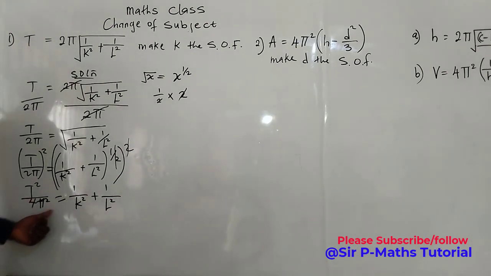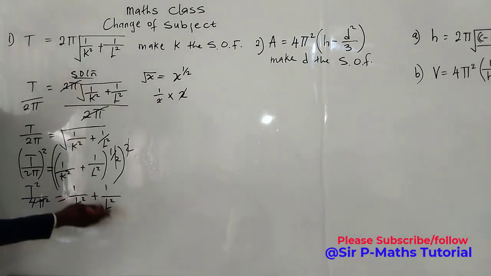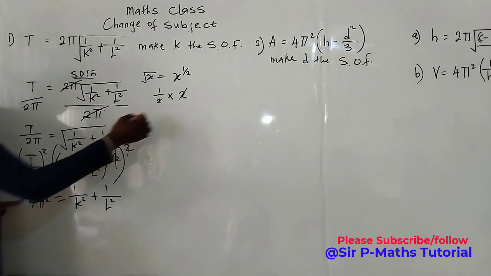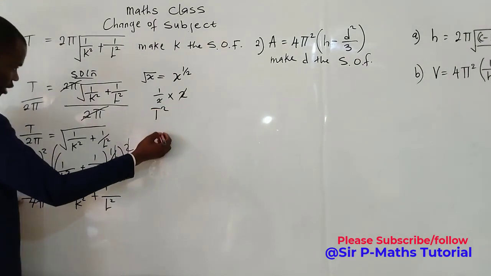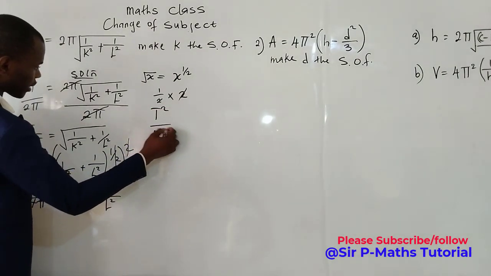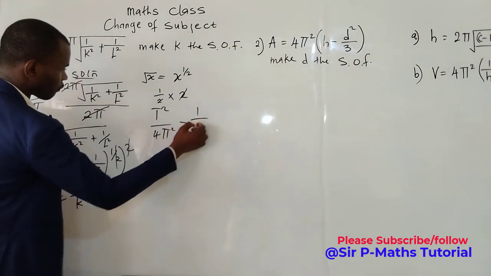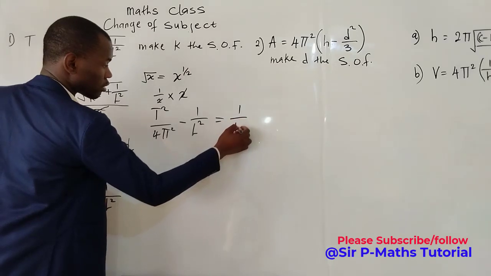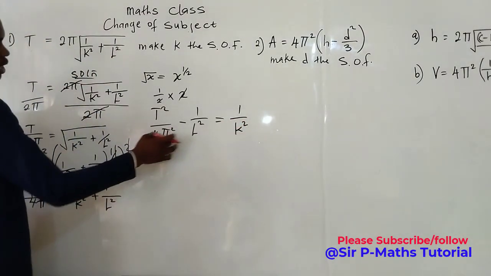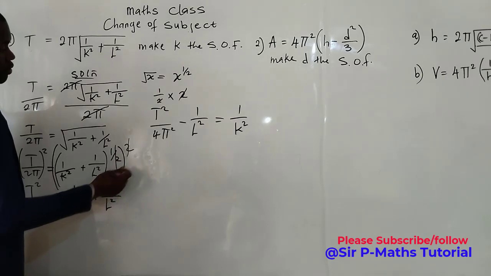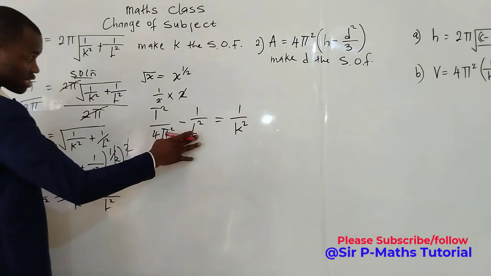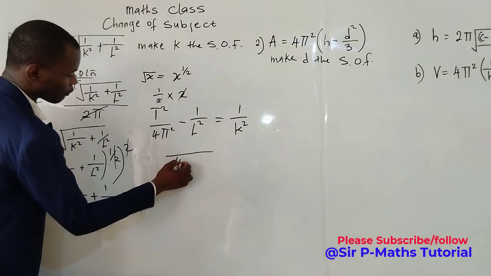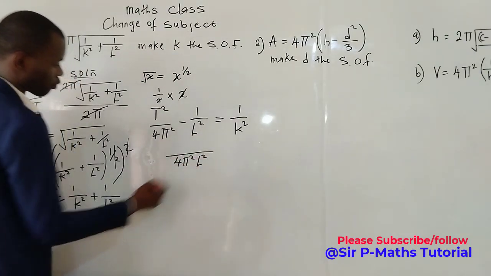And remember that we are looking for k, so the next thing we do is to remove this one that is close to k by addition. So we'll carry it across so that we'll have t squared over 4 pi squared minus 1 over l squared equal to 1 over k squared. We can add these two by the means of LCM. And the LCM of both of them is the multiplication of both of them. So if I multiply this and this, I'll have 4 pi squared l squared.